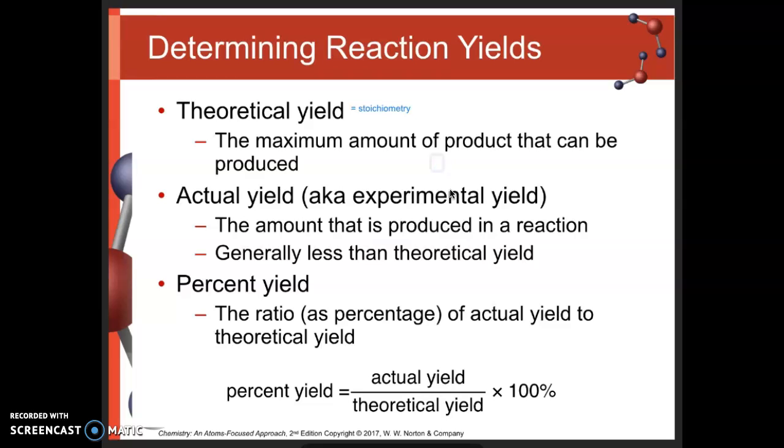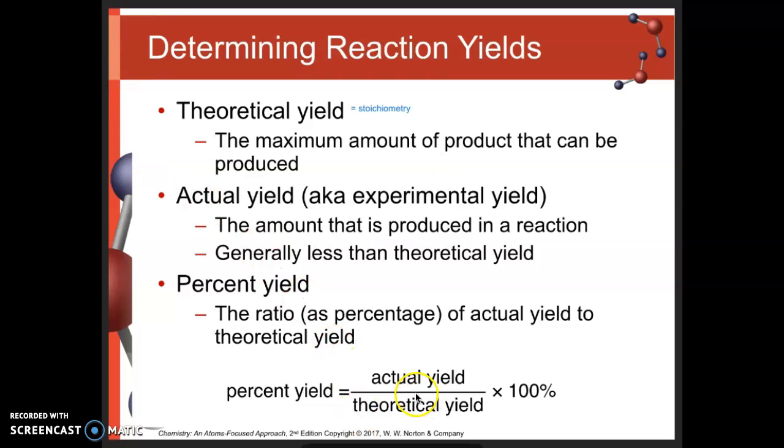And that's just because there are going to be side reactions. Not all the reactants are going to be reacting completely efficiently. Lots of things can go into it. But we can express the relative yield of a reaction by calculating percent yield. And percent yield gives us this ratio as a percentage, comparing the actual yield to the theoretical yield.